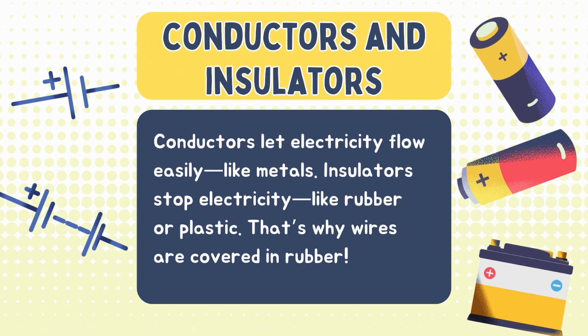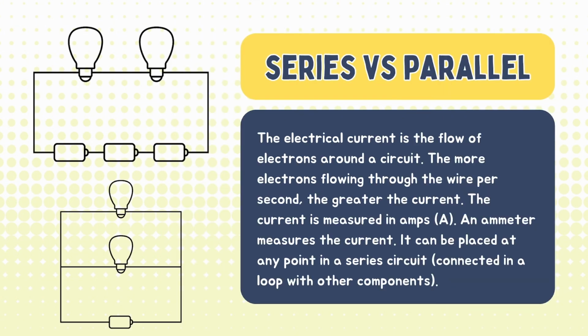Electricity always takes the easiest path to the ground. And if you're touching something that gives it that path, it could pass through you. That's why we need to respect it. There's a series circuit where all parts are connected in one single path, which means that if one bulb goes out, the whole circuit stops working.